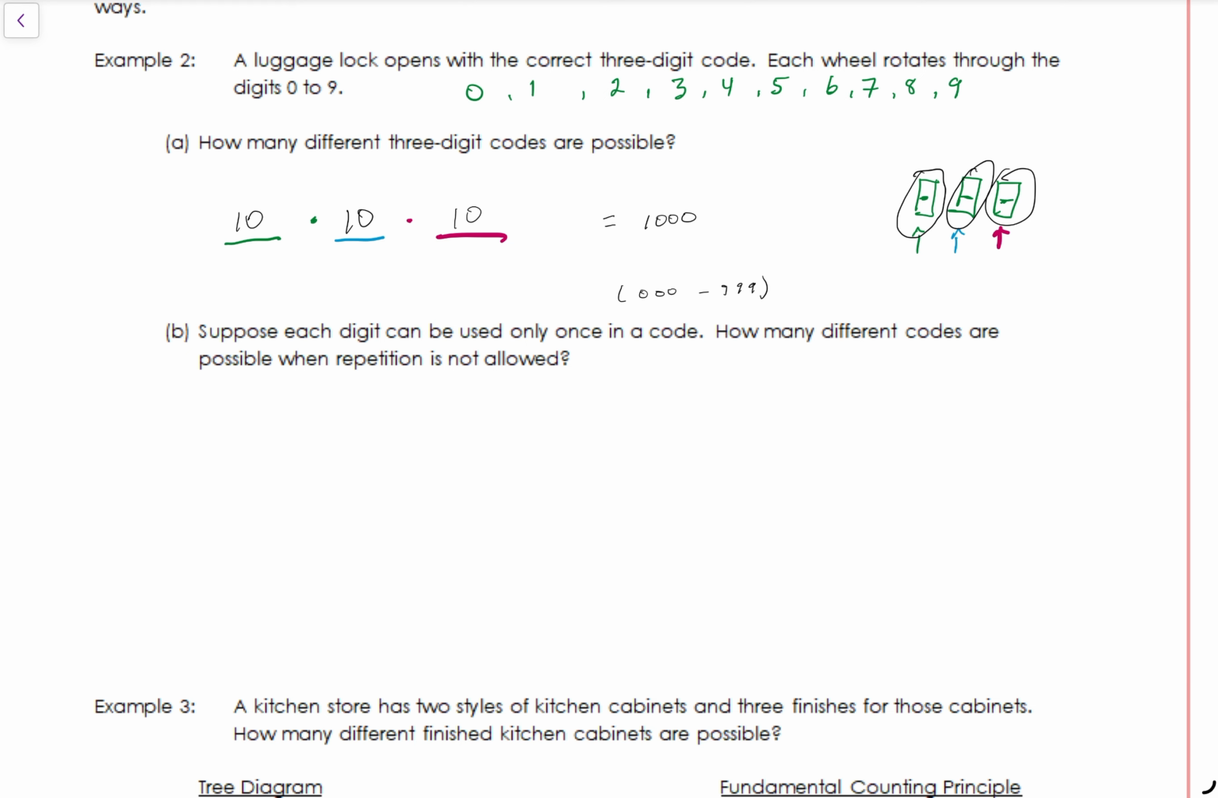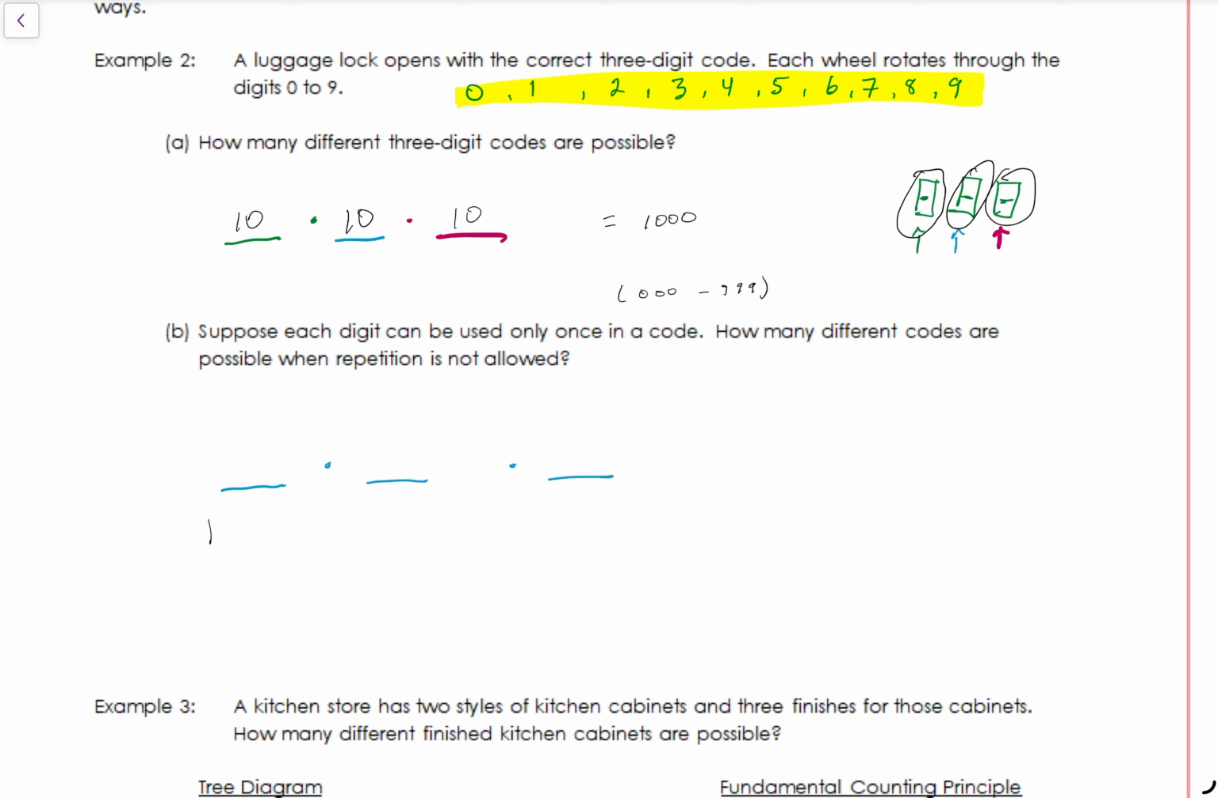Now let's switch up the question just a little bit. Suppose each digit can only be used once in the code. I'm just going to suggest that these are digits. These are what I'm talking about up here. They can only be used once in the code. How many different codes are possible when repetition is not allowed? That is, you're not allowed to repeat. So again, what I'm going to do is I'm going to take a look. Well, how many decisions do I have to make? Well, I have 3 decisions.